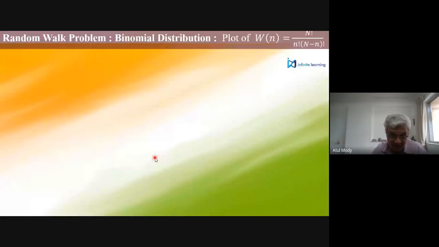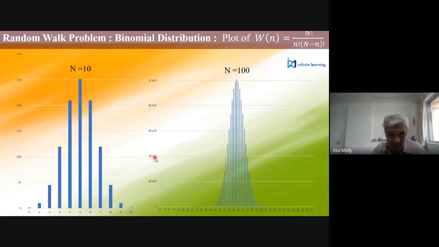Now I have plotted this graph myself. You can try this plotting on Excel. So I have n equal to 10 and n equal to 100, and I have plotted this probability distribution. You understand what I'm saying? It's a plot of your probability distribution, capital N factorial divided by small n factorial or N minus n factorial, which is like n1 factorial, n2 factorial, where the sum is capital N. So for N equal to 10, that's what my graph looks like, and N equal to 100, that's what it looks like.